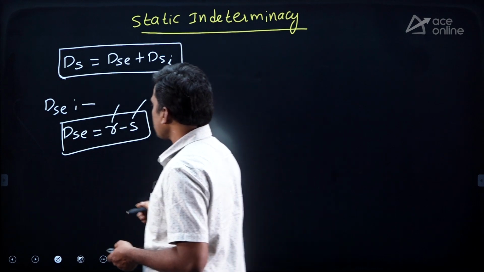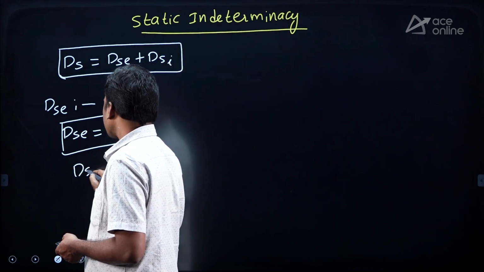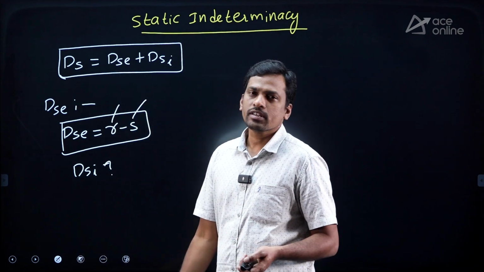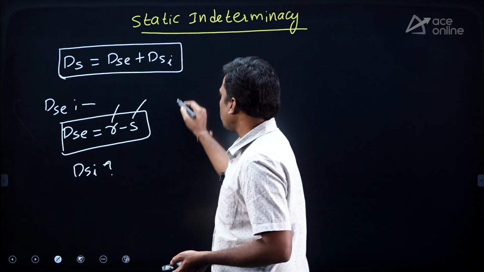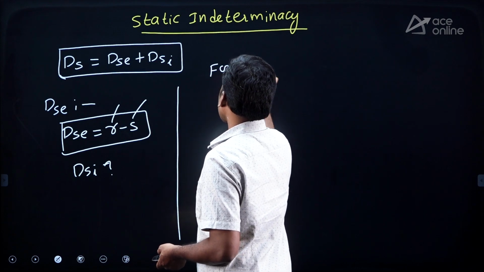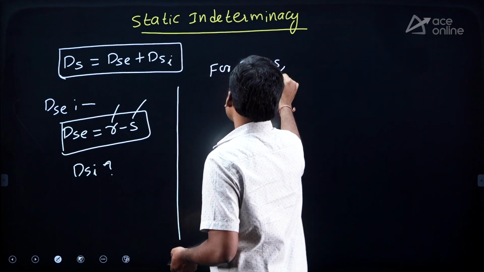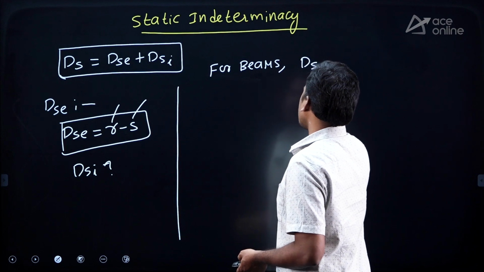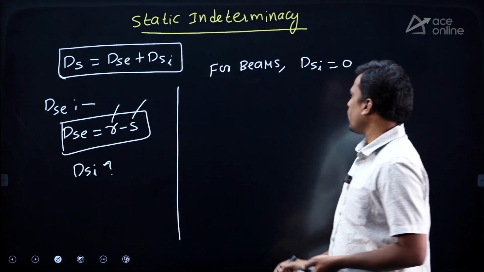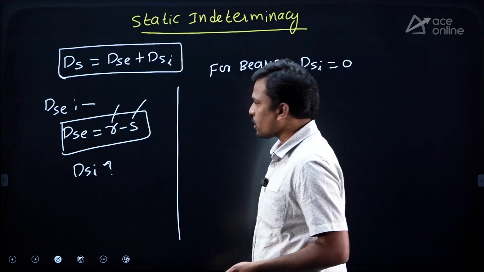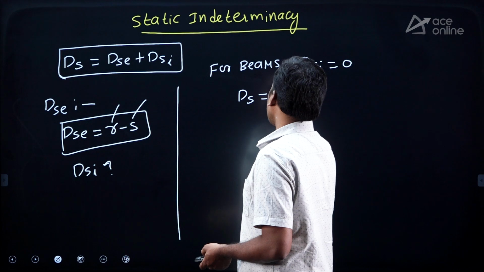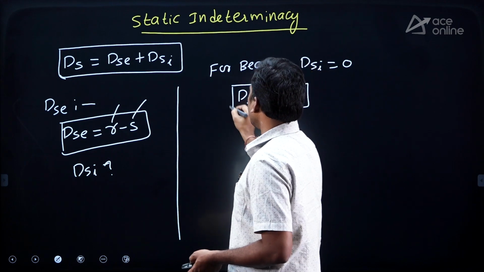Then what is the Dsi formula? The Dsi formula is not the same, right? It will change. So I told you for beams, always Dsi is 0, right? Always Dsi is 0 for beams. Then if Dsi is 0, we can write the formula Ds equals directly r minus s only. This is for beams, yes or no?